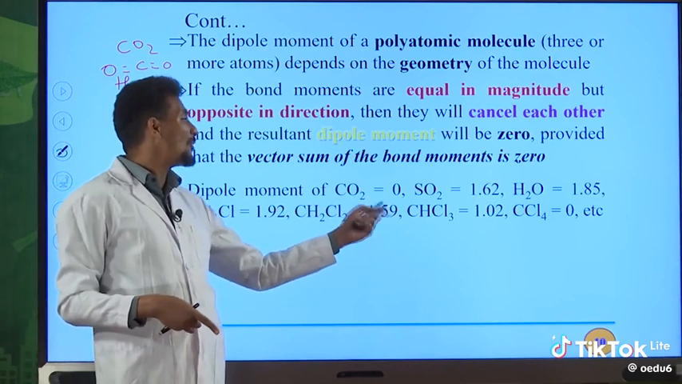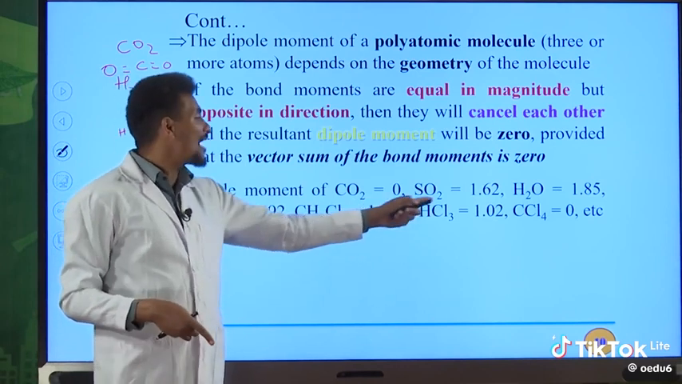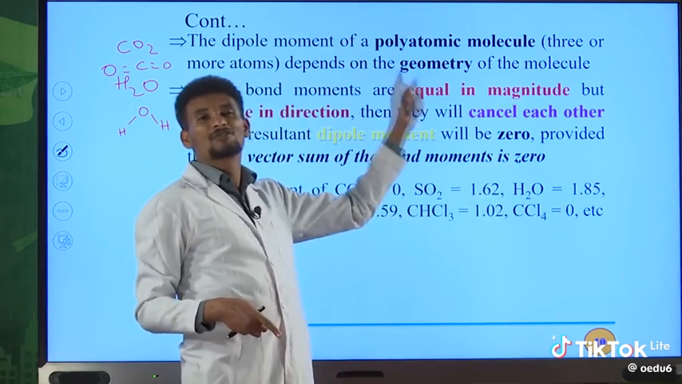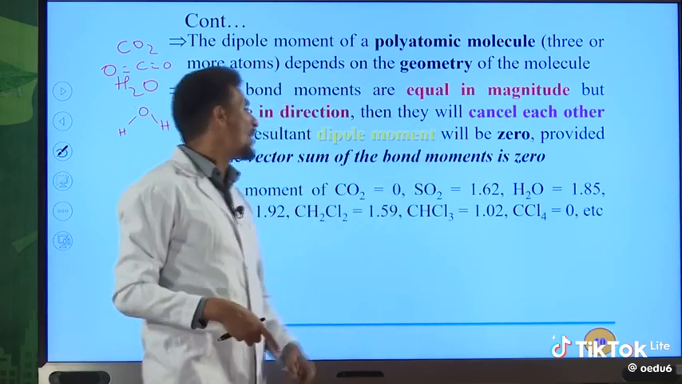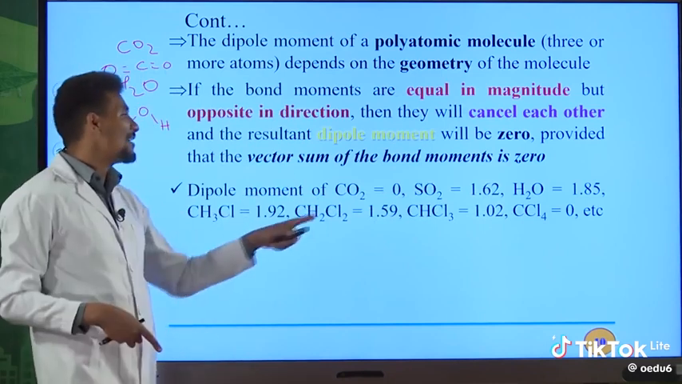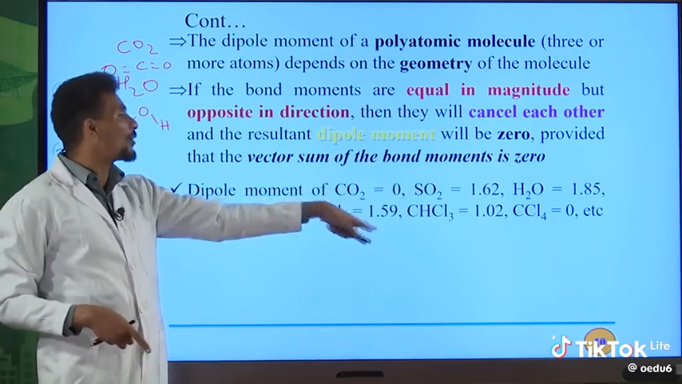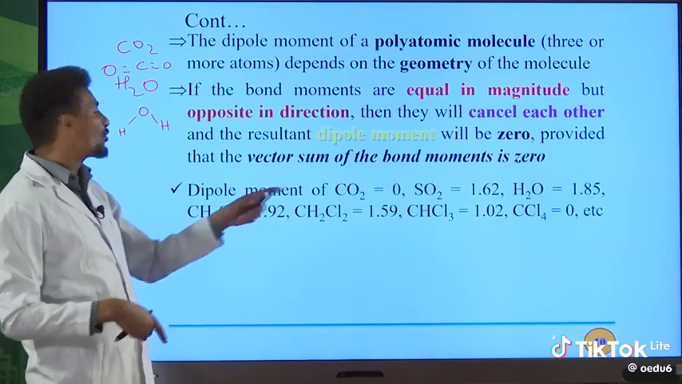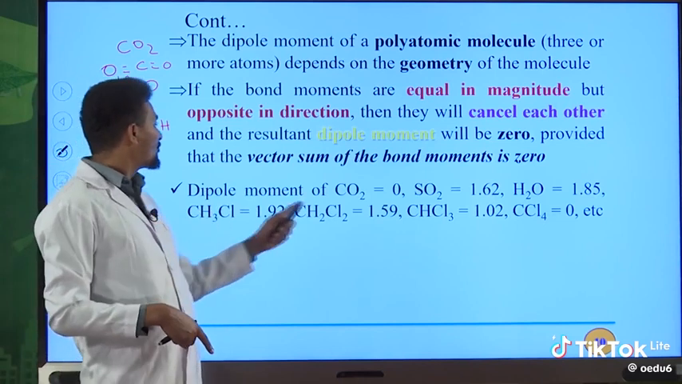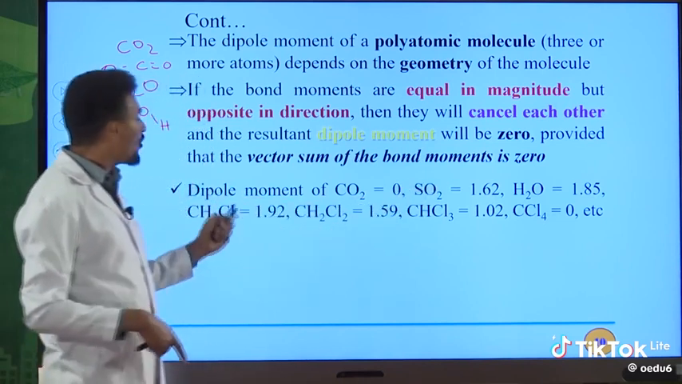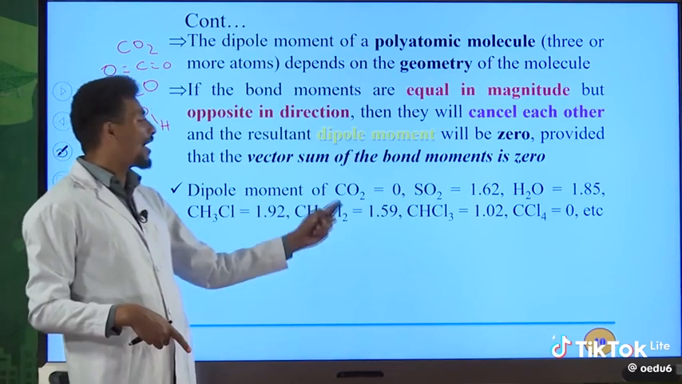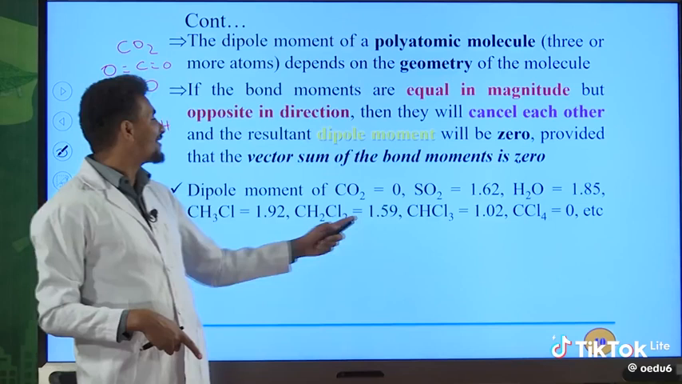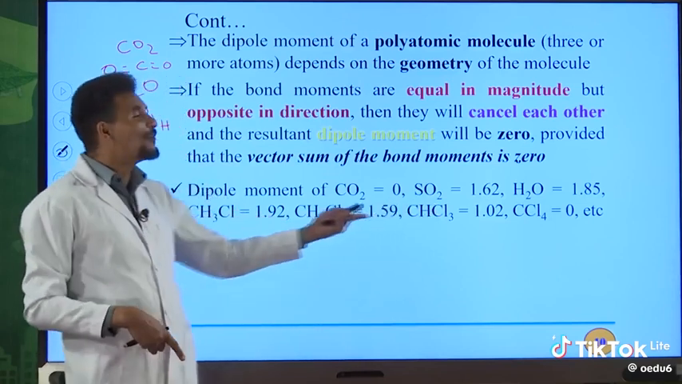CH2Cl2, its dipole moment is 1.59. CHCl3, its dipole moment is 1.02. But carbon tetrachloride has 0 dipole moment, so it is a non-polar molecule. Except carbon dioxide and carbon tetrachloride, other molecules are polar molecules. So try to compare the dipole moments of these molecules. Here we have only 1 chlorine atom, but here we have 2 chlorine atoms. Here we have 3 chlorine atoms. When the chlorine atoms increase, the dipole moment decreases.